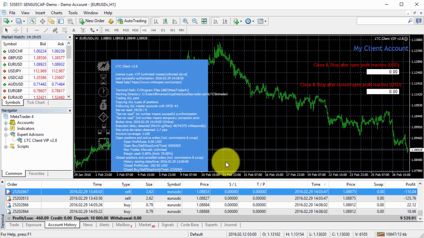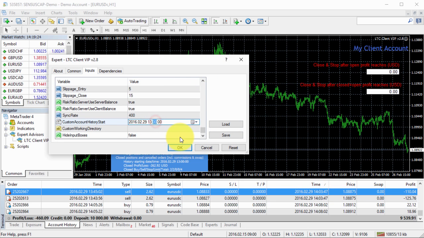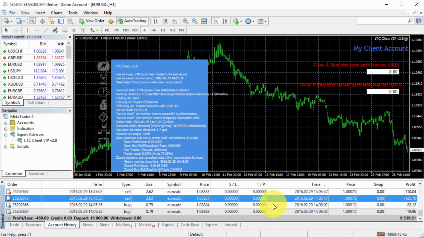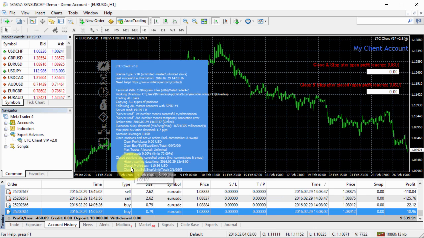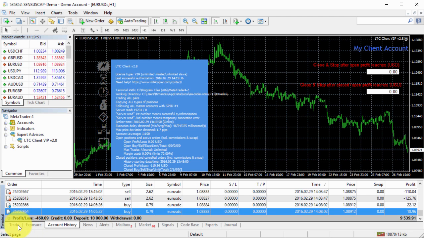Now for this demonstration, it's quite too big a loss, so I'll just try to make it a bit smaller. So I will change that number once again. I will enter that I want EA to calculate all the history starting 13:45, so that will exclude this one trade actually. Okay, so now I see the closed profit and loss of $110. So this is the history that the EA can currently see from all the history of my account.